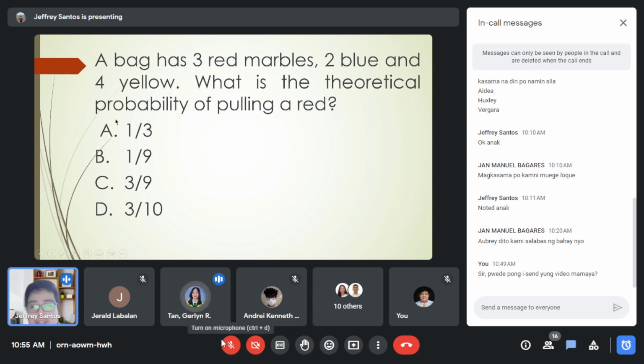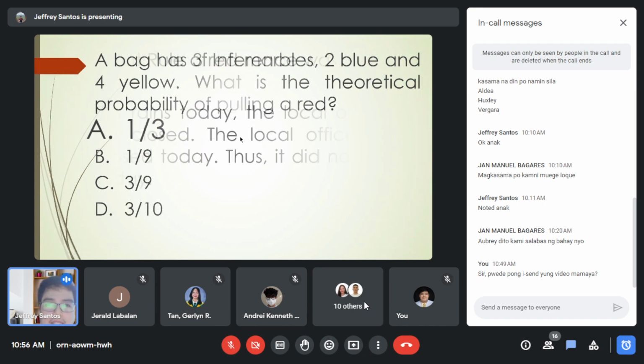So yan, probability percentage lang. What's the answer now? Letter A po. Yan, letter A. Simply add the given marbles. 3 plus 2 plus 4 is 9. And since we have 3 red marbles, 3 divided by 9, tama rin naman. Actually, ang letter C. Pero ang hinahanap natin lagi, di ba, in mathematics, we are finding, ayan, the lowest term. Kaya 1/3 talaga ang pinakatamang sagot. So, 7 items yata. Ito, 6.